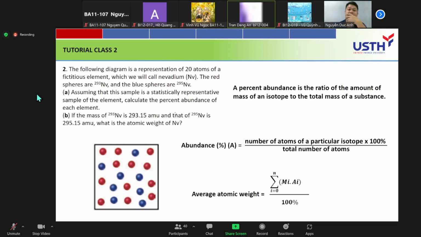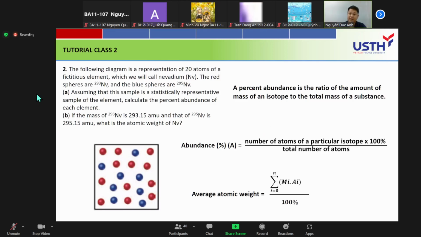For question A, the percent abundance of red spheres, which are 293, is 60%, and the other one is 40%. Okay, so it's very simple, right? In this exercise, there are several things you should understand. Firstly, what is the percent of abundance, or the percentage of abundance?